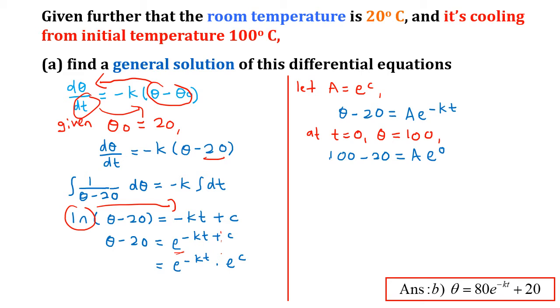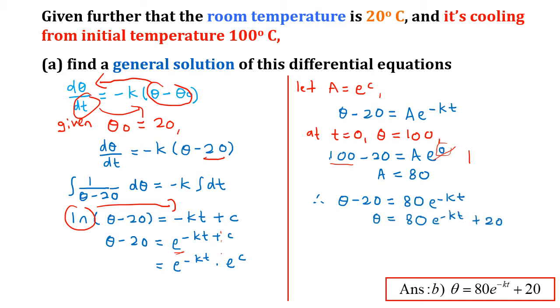And lastly, before we put theta as the subject, try to find the value of A first, right? So t equals 0, and theta is 100. So we calculate that. 100 minus 20 on the left hand side will be 80. So e^0 is 1. So straight away we can find that the value of A is 80. So our equation is theta minus 20 equals 80e^(-kt). Then lastly, we can conclude the general solution, with theta as the subject: we bring the negative 20 across, so it becomes plus 20. So this would be our general solution for question A.